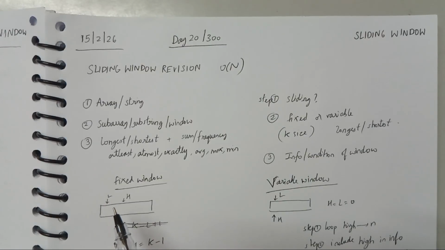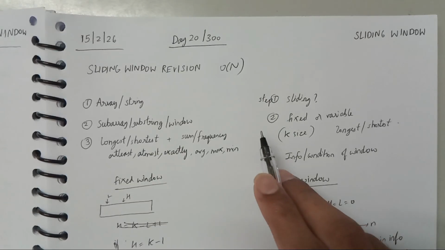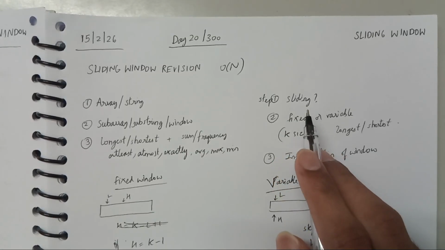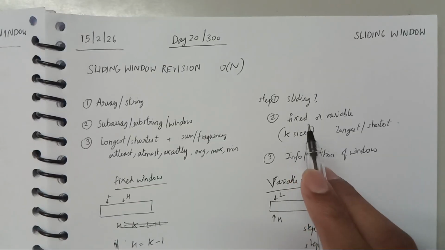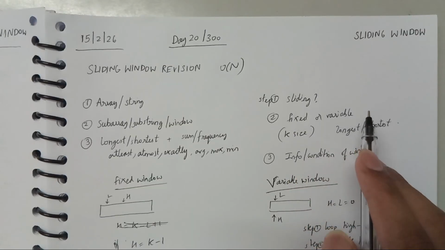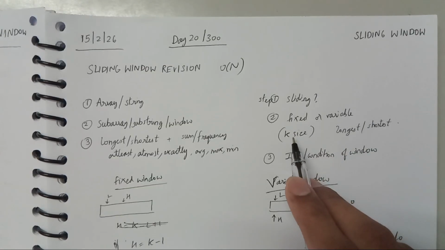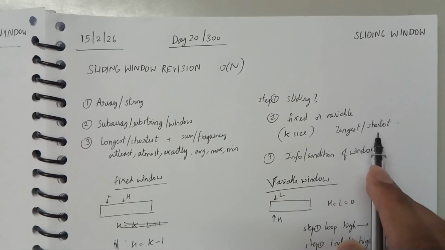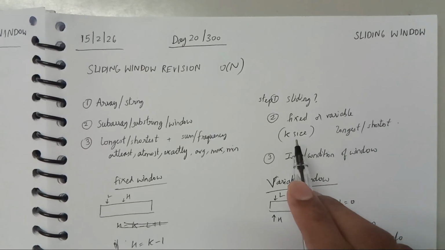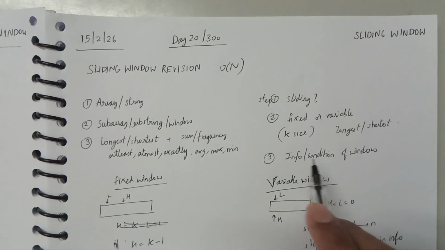And there are two types of sliding windows. First is fixed size and second is variable size. So whenever we are given a question, first we identify if it is sliding window. If it is yes, then next we identify is it a fixed size or a variable size. Fixed size is already given in the question, like find all the subarrays of length 3, etc. And in the variable size, it is given longest or shortest subarray, etc. And after that, find the information condition of the window.